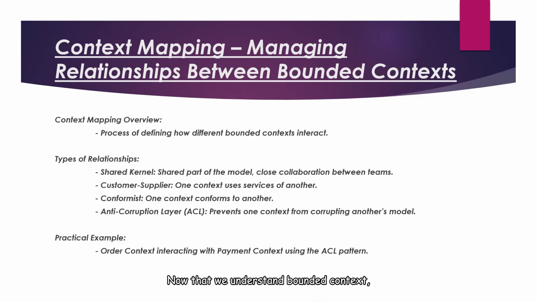Now that we understand bounded contexts, we need to explore how these contexts relate to each other. This brings us to context mapping, which is the practice of defining the relationships between different bounded contexts. Context mapping is essential for understanding how the various parts of a system interact, especially when they belong to different teams or represent different areas of functionality. There are several types of relationships that can exist between bounded contexts. Let's go through a few of the most common ones.